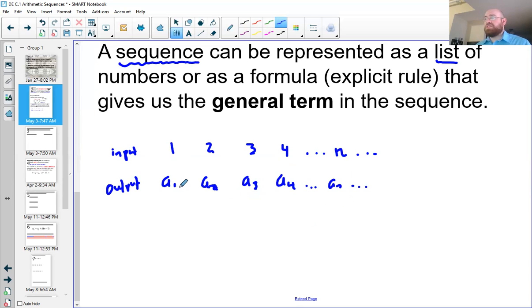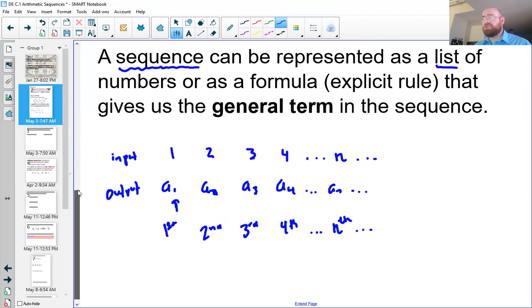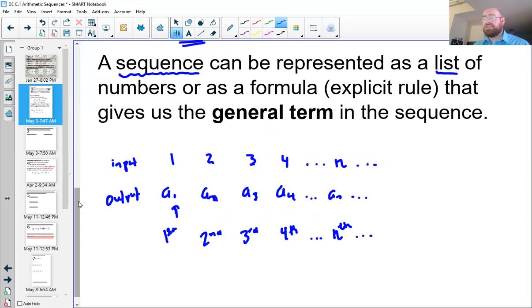So the subscript is our input, our variable. It tells us the place in the sequence. So this is first place, then second place, third place, fourth place, and then we get to this thing that we call nth place, where n is just any number taking the place of that variable. So this has been a video just introducing basic terminology of sequences.